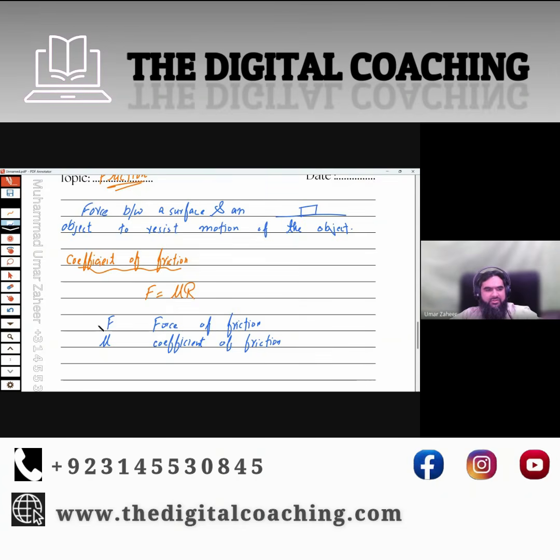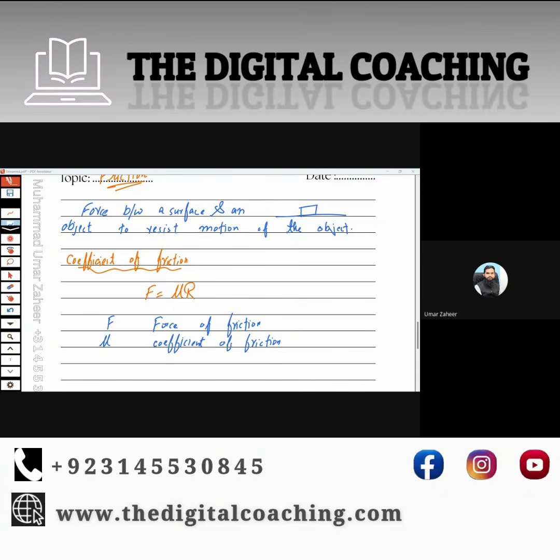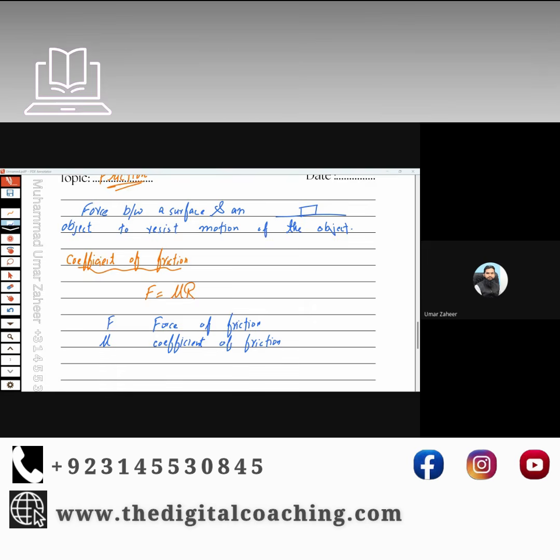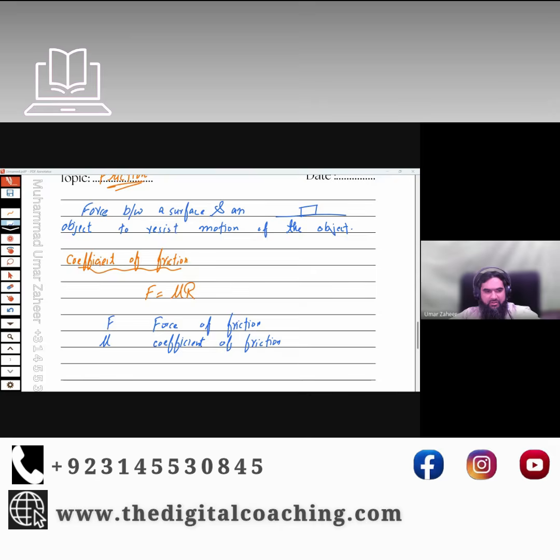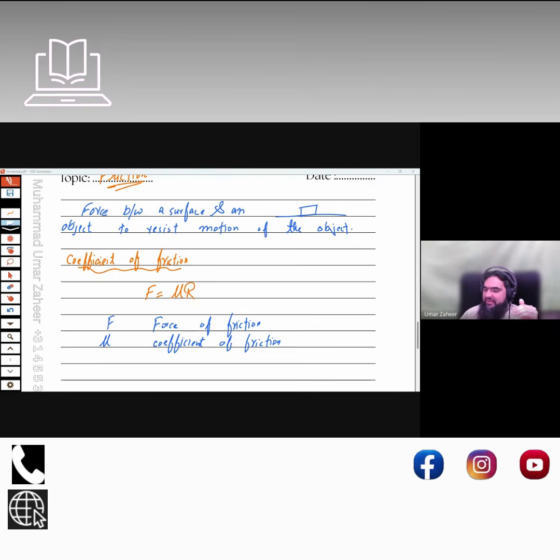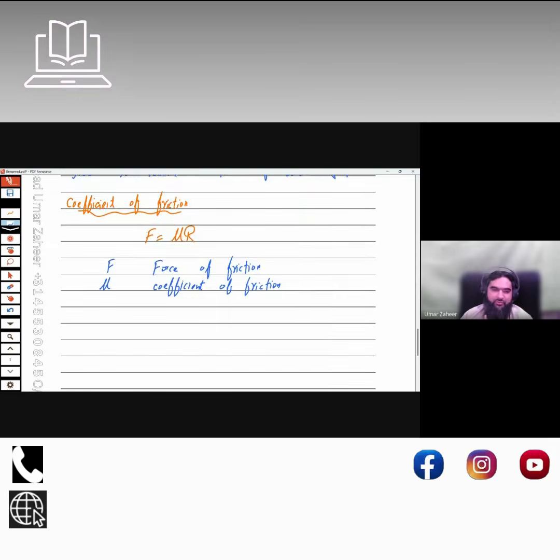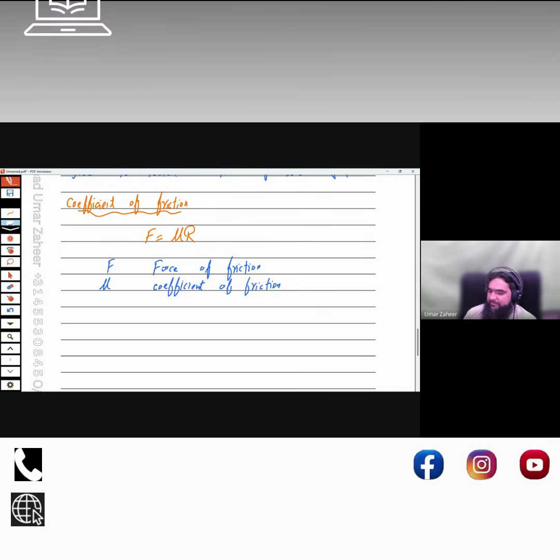In the same way, there are some standard bodies or materials that have specific values of friction, and those values are known as the coefficient of friction. For example, if you have a body that is really smooth, the coefficient of friction will be zero. Here we have force of friction, mu, and R is the normal reaction.